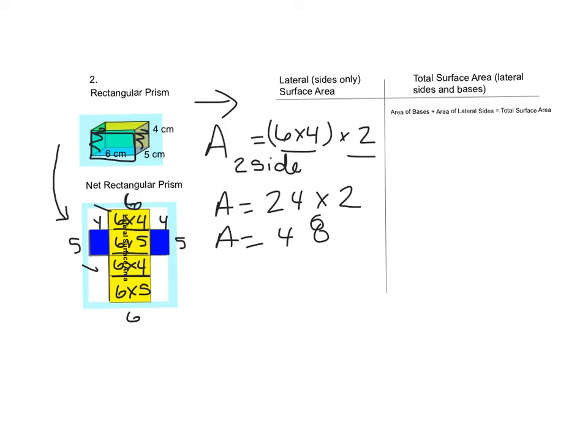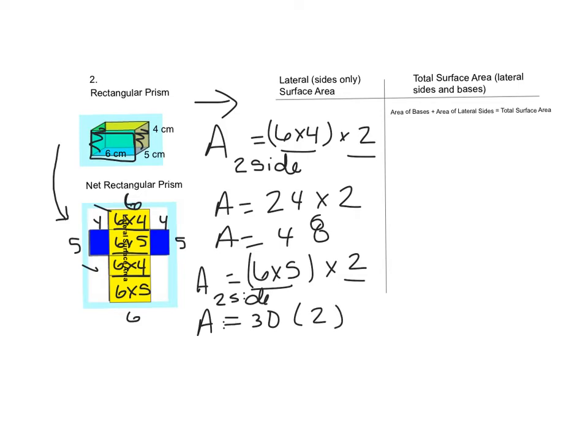And then I've got 2 other sides. I'm just going to put 2 sides here. And that's going to be 6 by 5. And we have 2 of those. And that's 30 times 2 for 60. And these are both centimeters squared.